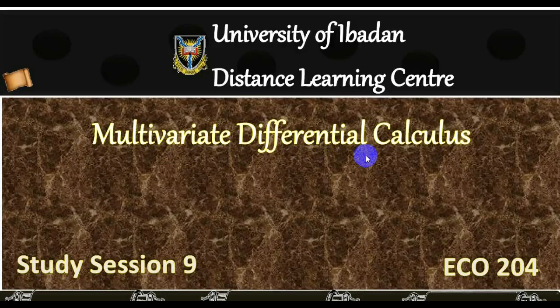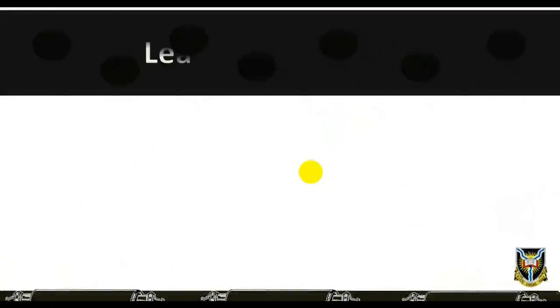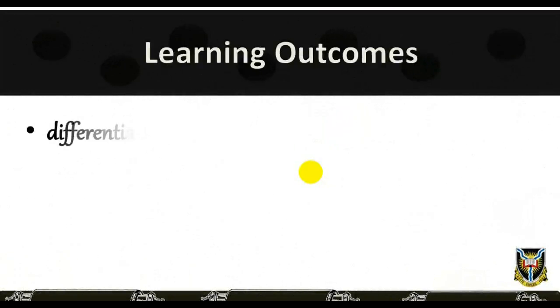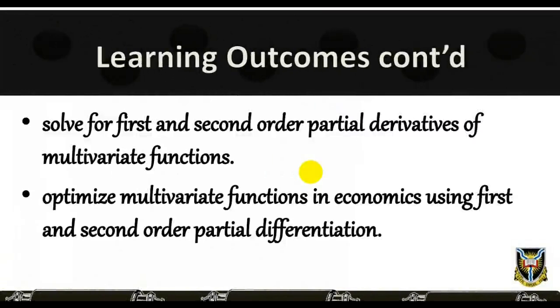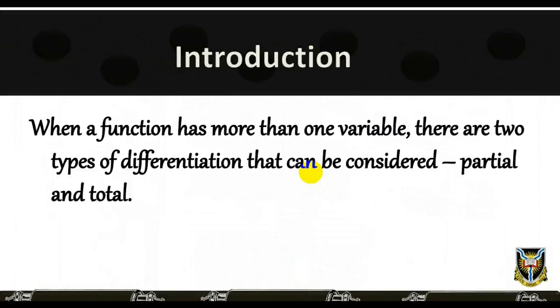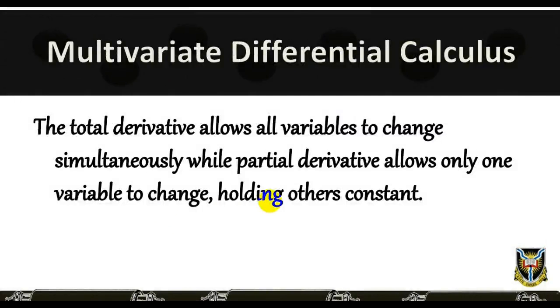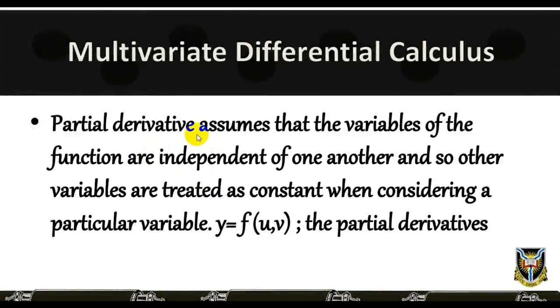Multivariate Differential Calculus. Introduction. When a function has more than one variable, there are two types of differentiation that can be considered: partial and total. The total derivative allows all variables to change simultaneously, while partial derivative allows only one variable to change, holding others constant. Partial derivative assumes that the variables of the function are independent of one another, and so other variables are treated as constant when considering a particular variable.